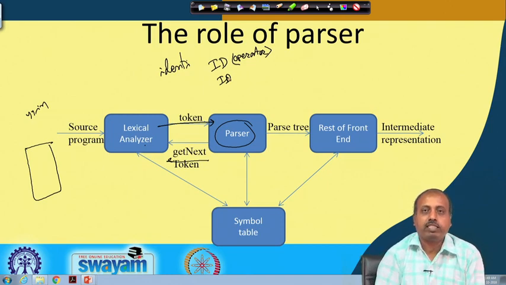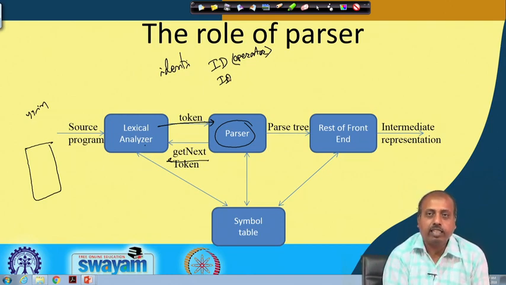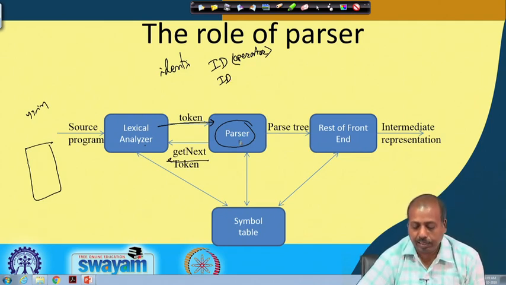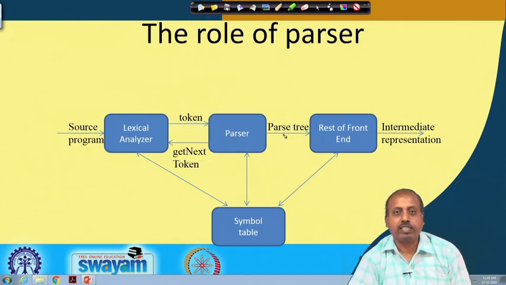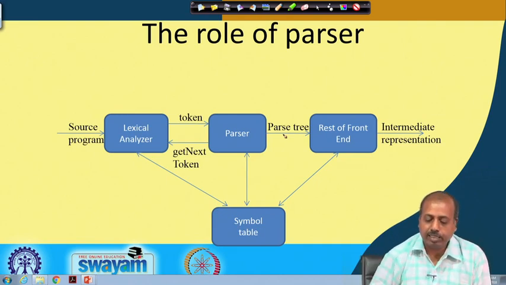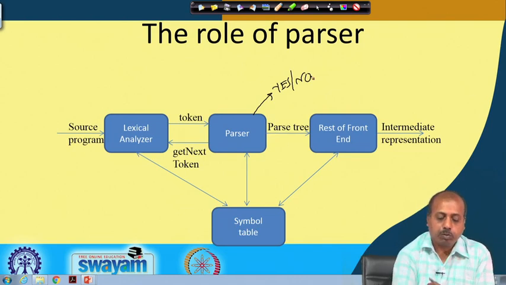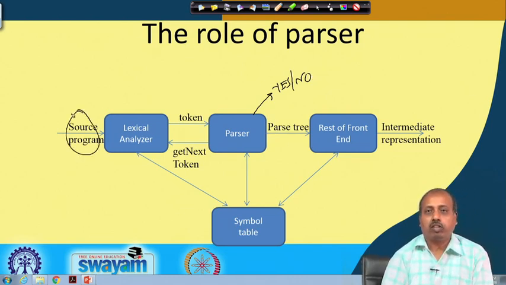So, the lexical analyzer and parser work hand in hand. Whenever the parser requires a token, it asks the lexical analyzer, and then proceeds. It tries to see which grammar rule may be applied for deriving the input, and if it can do it completely for the entire program, then it will generate a parse tree. So, the outcome of this parser is basically two things. One is a yes-no answer, that is, whether the source program that is given is following the grammar or not. If the source program is following the grammar, then the parser will answer yes. If it is not following the grammar, it will answer no.